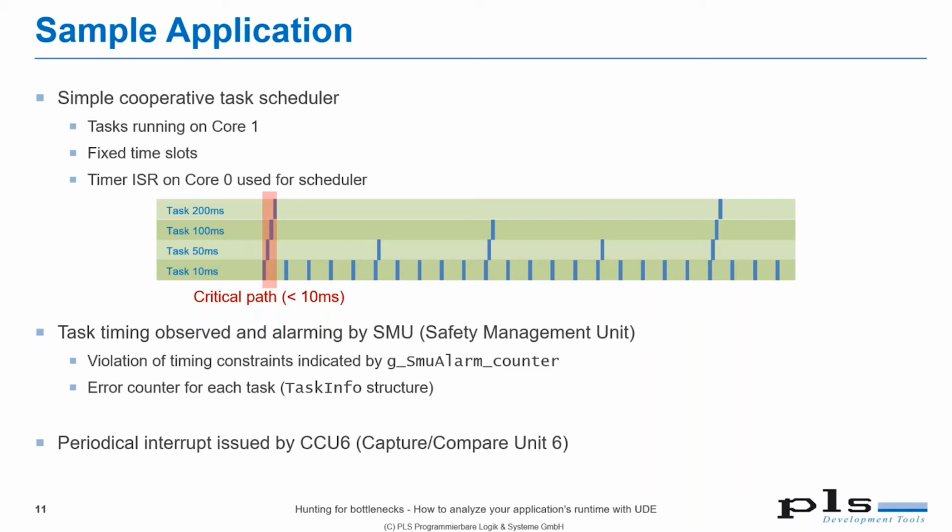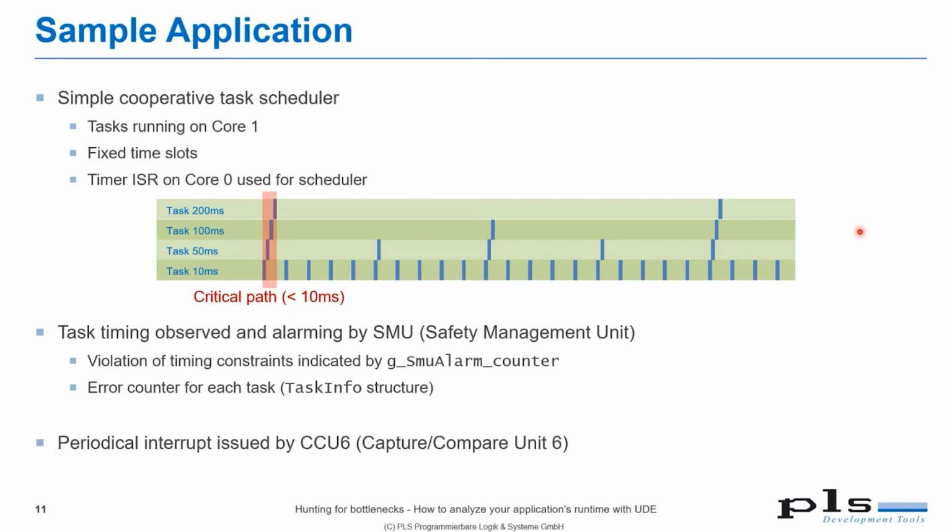a real world application from a customer, but I have prepared a sample that imitates more or less the same timing issues. The application realizes a simple cooperative scheduler on CoreOne. That scheduler executes tasks based on fixed time slots. There were a 10, a 50, a 100, and a 200 millisecond task.